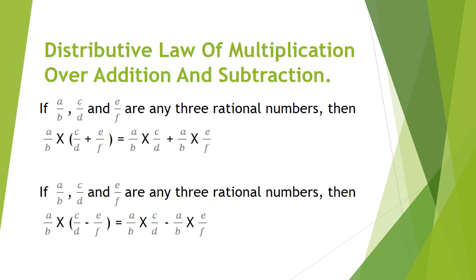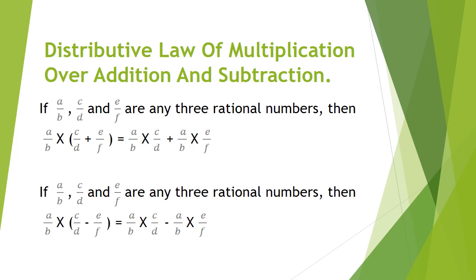Next property is distributivity of multiplication over addition and subtraction. Firstly, we will discuss distributivity of multiplication over addition. If a upon b, c upon d and e upon f are any three rational numbers, then a upon b multiplied by the bracket c upon d plus e upon f, open the bracket. Firstly, multiply a upon b by c upon d, plus a upon b multiplied by e upon f.